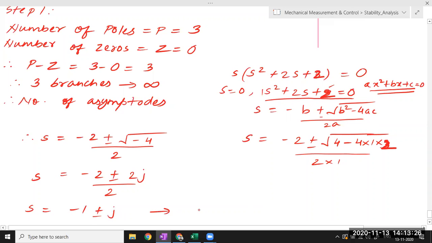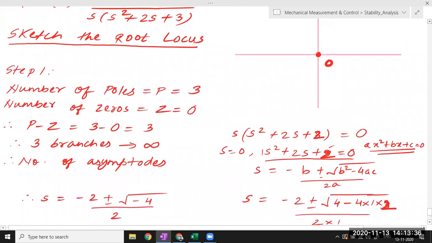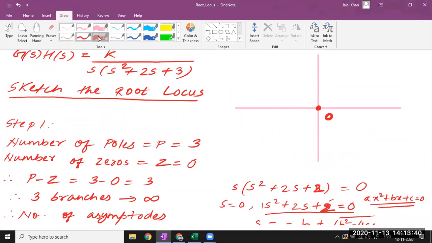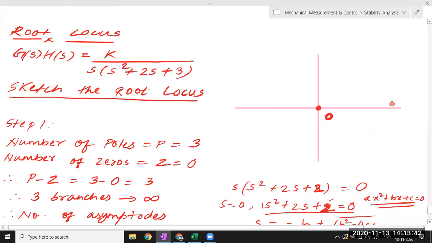So the roots will be s is equal to minus 1 minus j, or minus 1 plus j. So minus 1 minus j and minus 1 plus j we need to plot. So how can we plot? We can plot it simple. First of all, this axis is sigma. This axis is j omega.